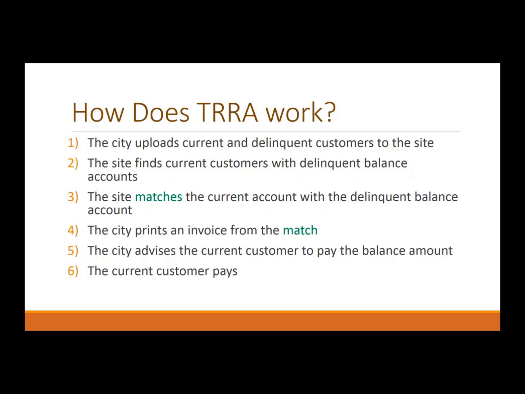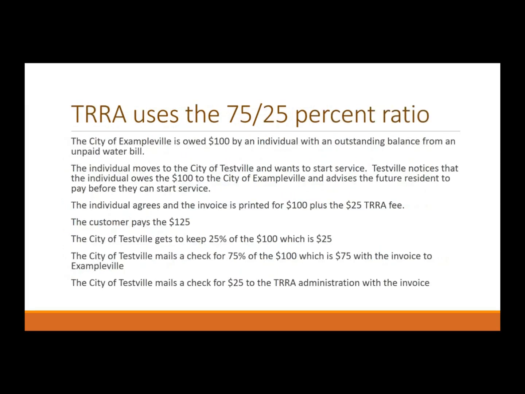So the next step, after you upload current or delinquent customers, is that the site finds the current customers with delinquent balance accounts, and then the site matches the current accounts with the delinquent balance accounts. After that, the city prints an invoice from the match. Then the city advises the current customer to pay the balance amount. Then the customer pays. That's really a general overview of how TRRA works.